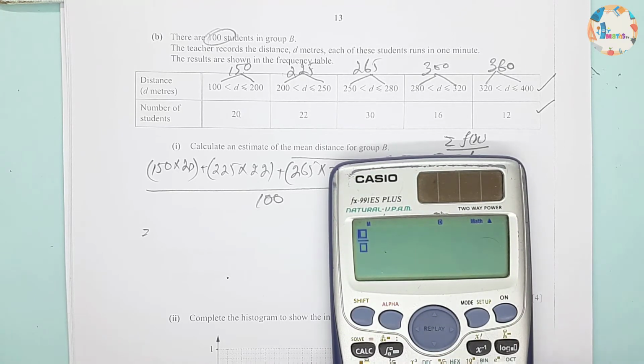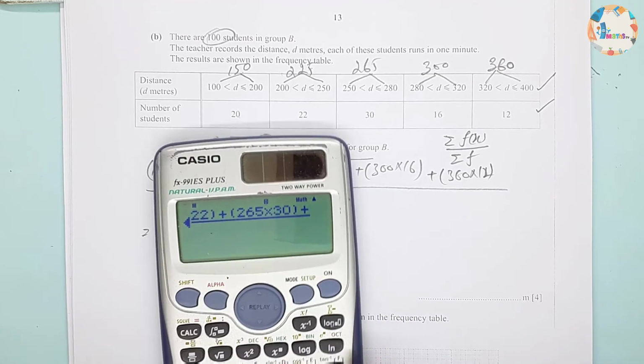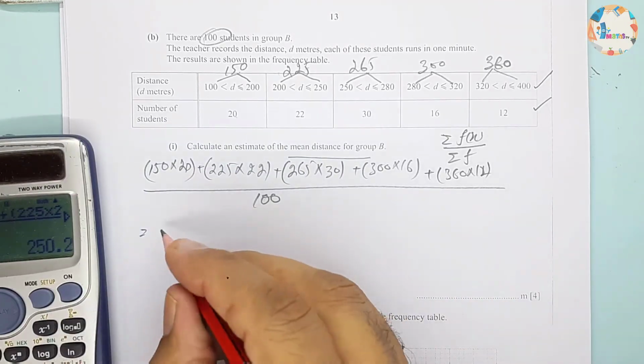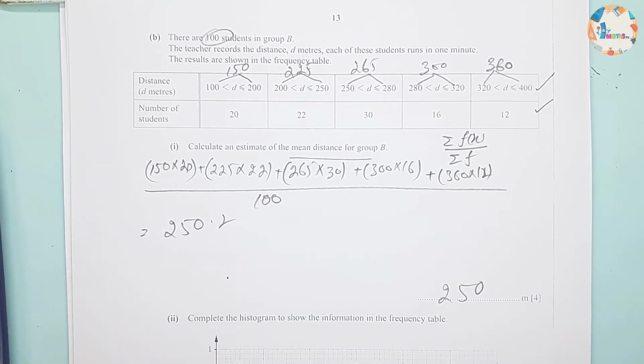If we calculate this, it will be 150 multiplied by 20 plus 225 multiplied by 22 plus 265 multiplied by 30, we'll have to put brackets, plus 300 multiplied by 16 plus 360 multiplied by 12, and divided by 100. So this will be equal to 250.2, and we can write the answer as 250 meters. This will be our answer.